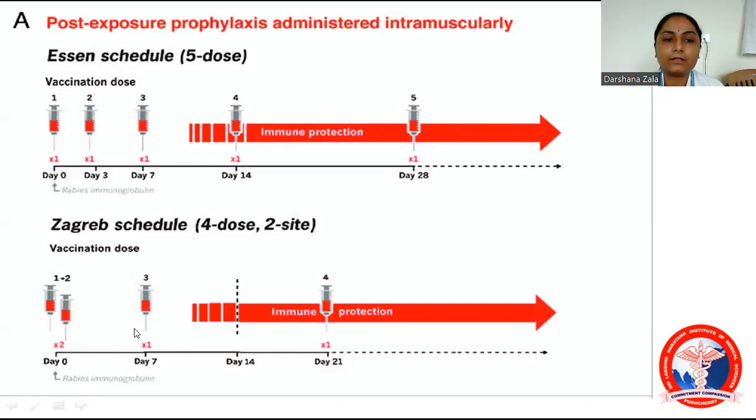Then the Zagreb regimen is followed by the 7th and 21st day. So it is 0, 7 and 21 days. Here on the 14th day, we are not giving any vaccine. So the Zagreb regimen is a 4-dose but 3 visit, 2-site regimen, while the SN regimen is a 5-dose, 5 visit regimen. Is it clear? Both are intramuscular.